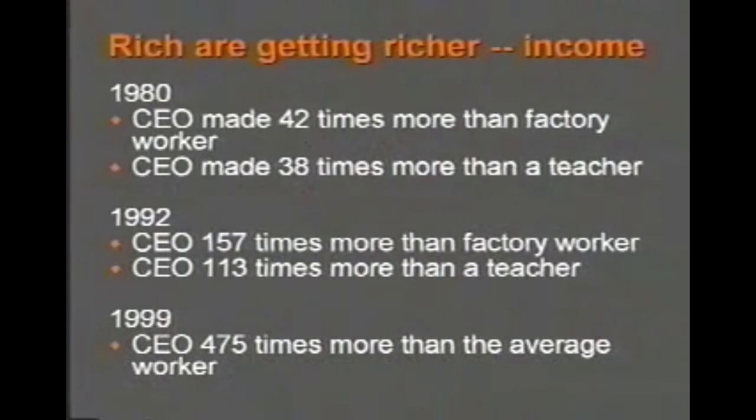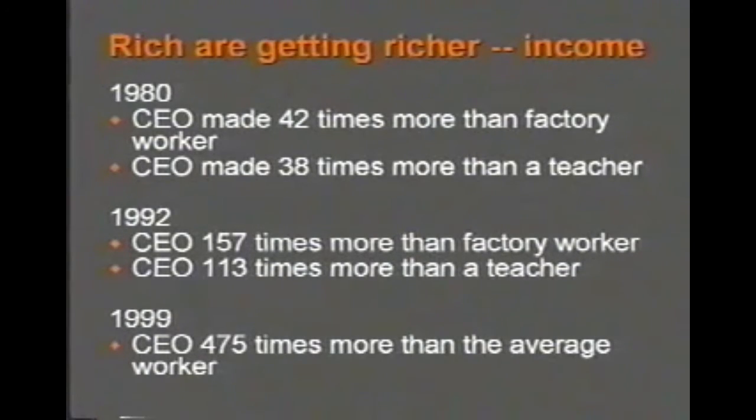I have another slide here that shows that in 1980, the average CEO made 42 times more than a factory worker and 38 times more than a teacher. By 1992, CEOs made 157 times more than a factory worker and 113 times more than a teacher. By 1999, the CEO made 475 times more than the average worker did on average. So the rich are getting richer at this really high level.